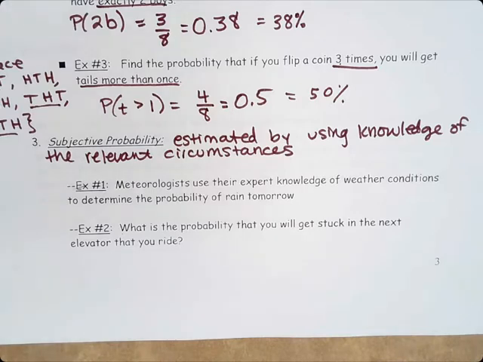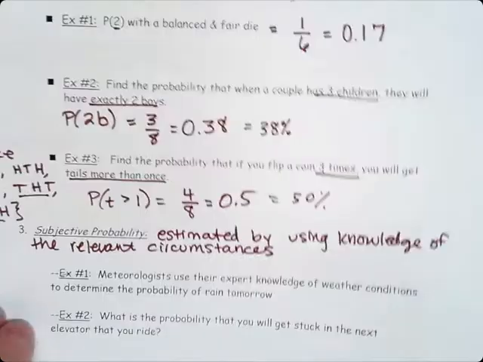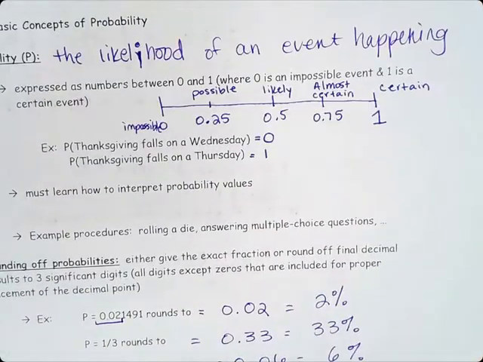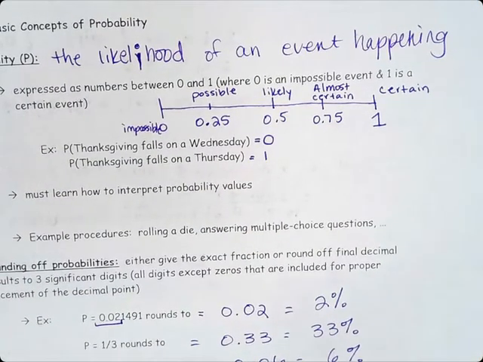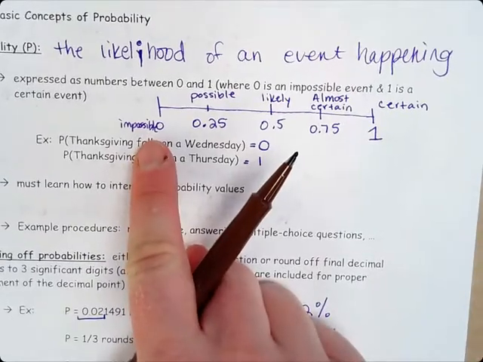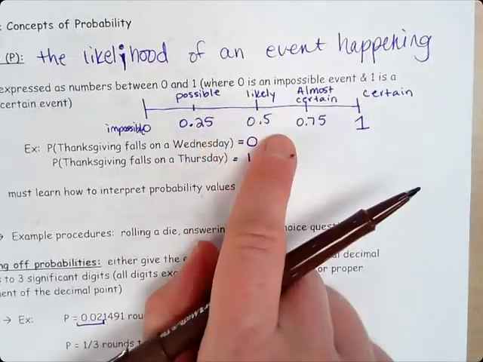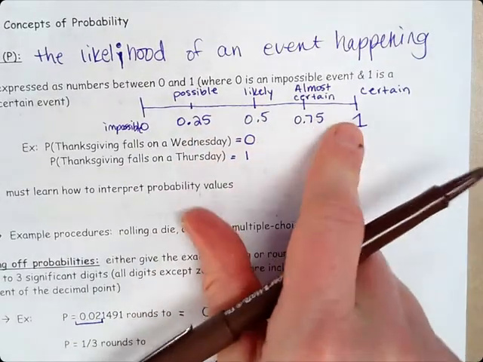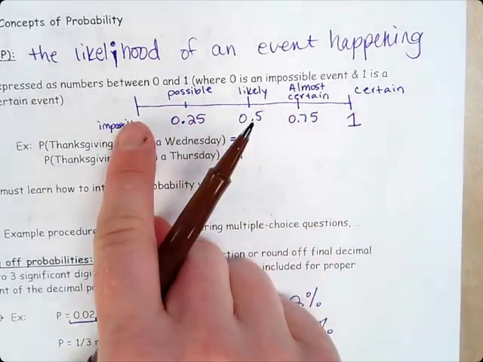So how many of y'all have ever gotten stuck in an elevator? Has it been more than once or just one time? Yeah, I've gotten stuck in an elevator once. So what's the probability? Where would you estimate this to be? Is it impossible? Is it possible? Is it likely? Almost certain or certain? What do y'all think? Where does it fall?